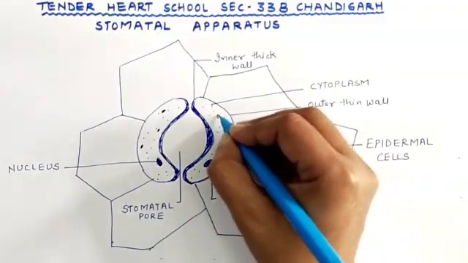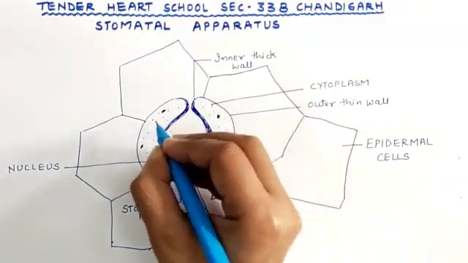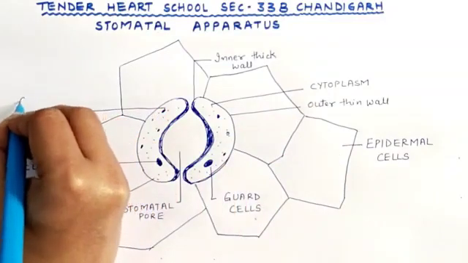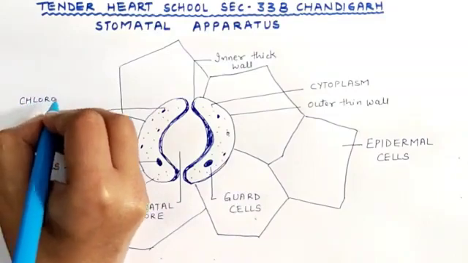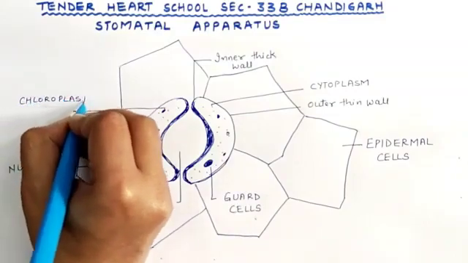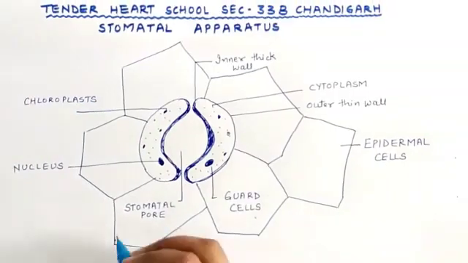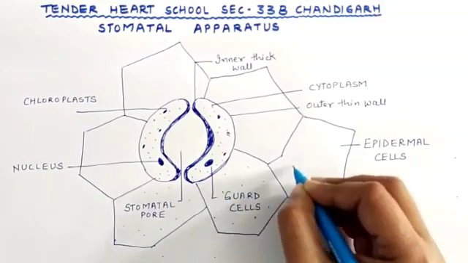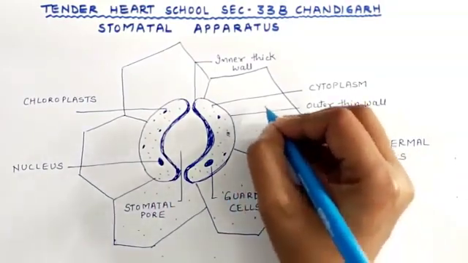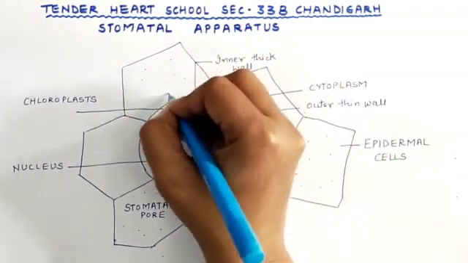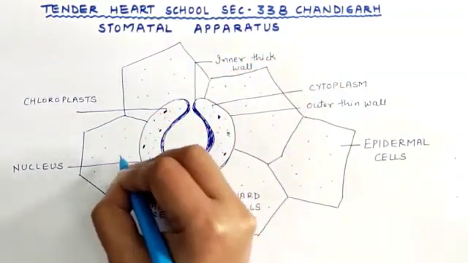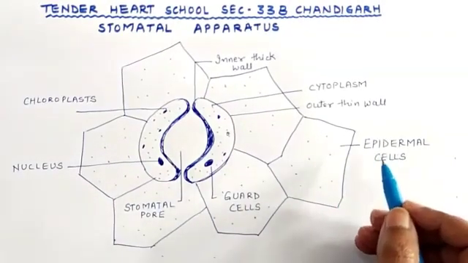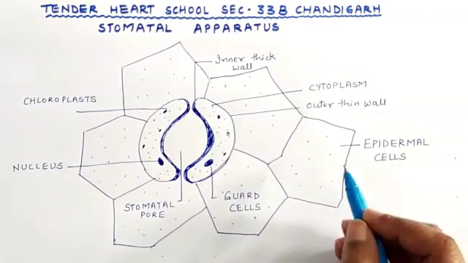Then we will make a little more organelles. These are chloroplasts which may be present in the guard cells, so you can label them as chloroplasts. Similarly, in the epidermal cell we have the cytoplasm. You can show the nucleus, you can show the chloroplast, right? All these are normal plant cells. They have the normal general organelles, whatever are present in a plant cell.